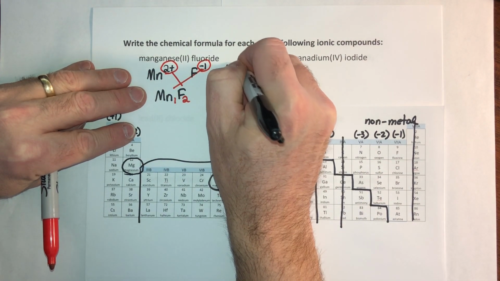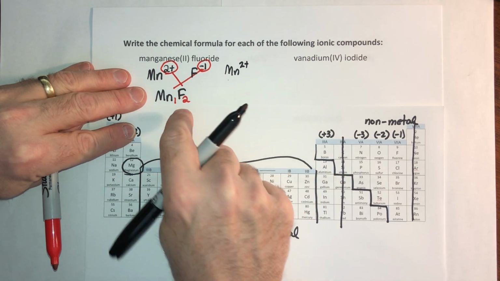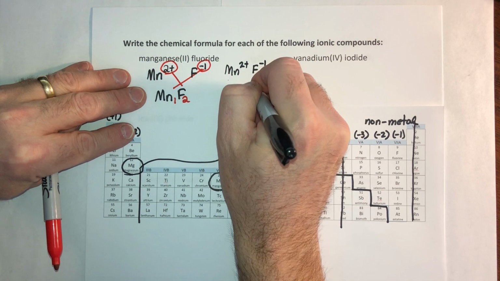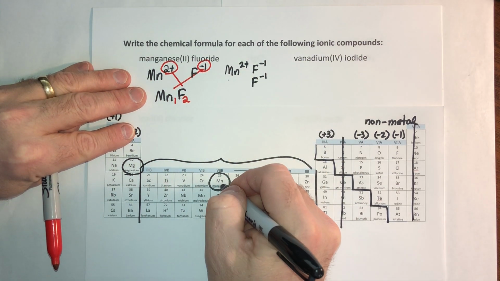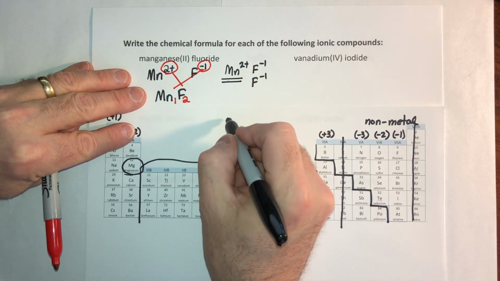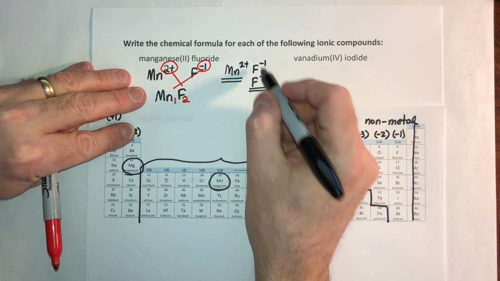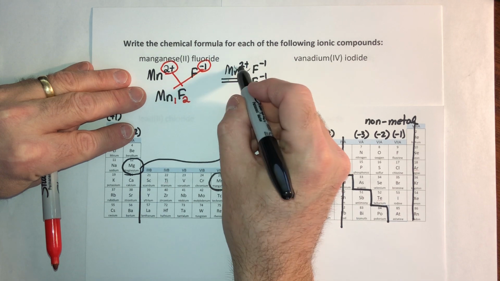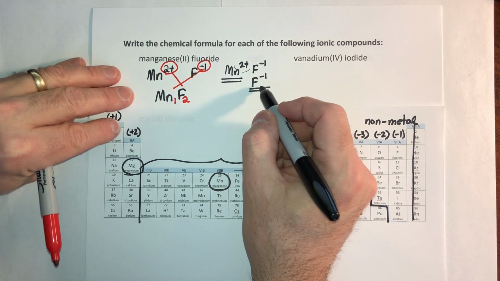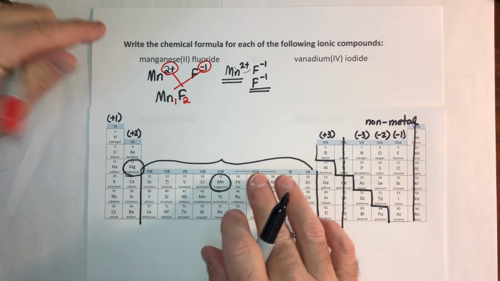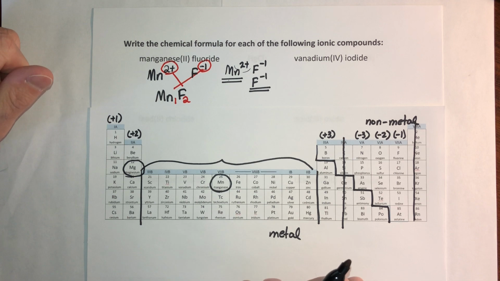Your manganese is a 2+, and I'm telling you that you have 2 fluorides. First fluoride, second fluoride. The total amount of positive charge is +2. The total amount of negative charge now is also 2, right? +2, -2. And in an ionic compound, the total amount of positive and the total amount of negative has got to match up.